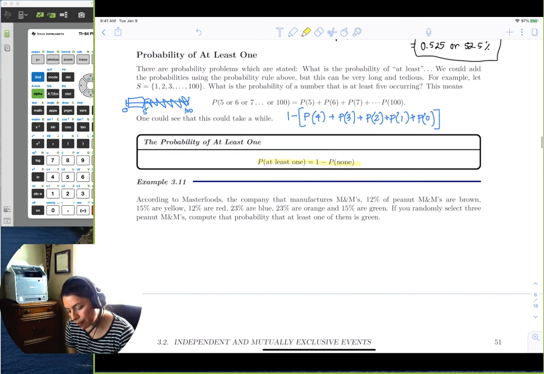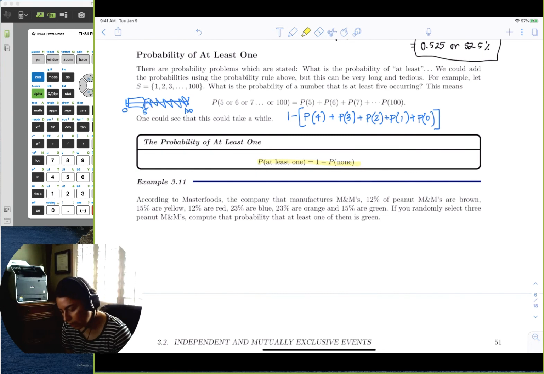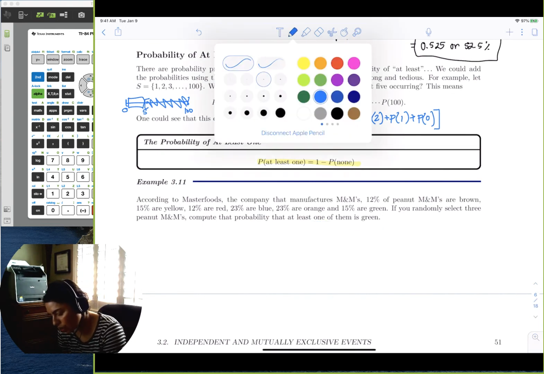So according to Master Foods, the company that manufactures M&Ms, they say 12% of peanut M&Ms are brown, 12% are yellow, 12% are red, 23% are blue, 23% are orange, and 15% are green. If you randomly select 3 peanut M&Ms, compute the probability that at least one of them is green. So there's a little bit happening here, so let's go ahead and jot this down.